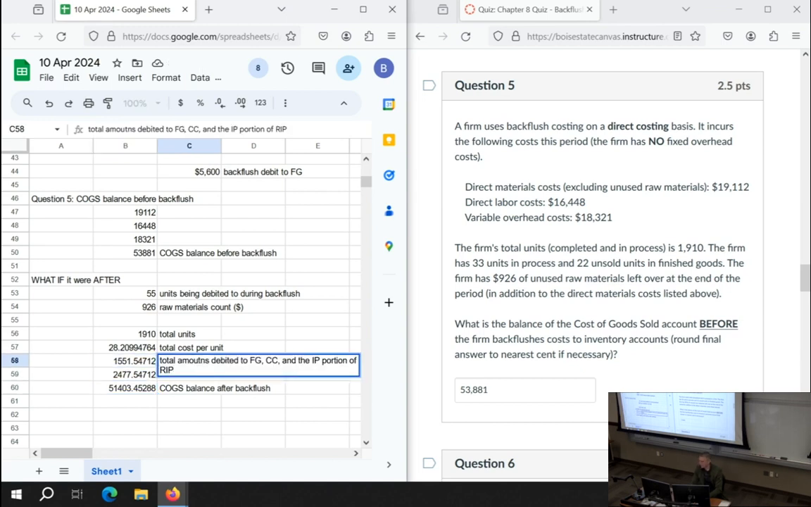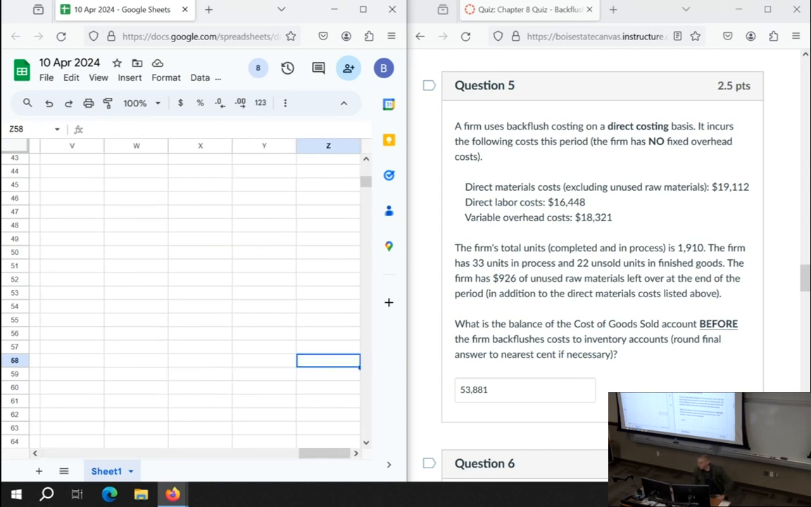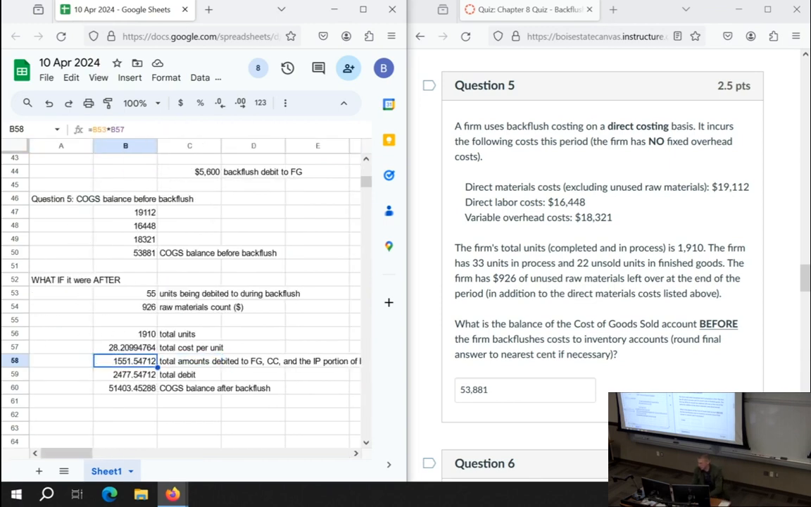Okay? It might seem like that's a lot of steps. Yes, up one more. Yeah, that one right there. Yes, you need that, because the before balance reflects all of the product costs.